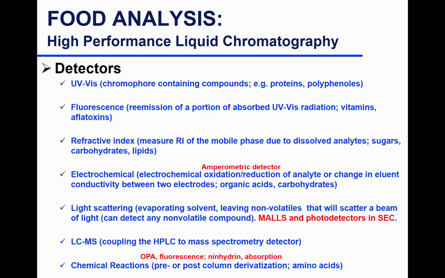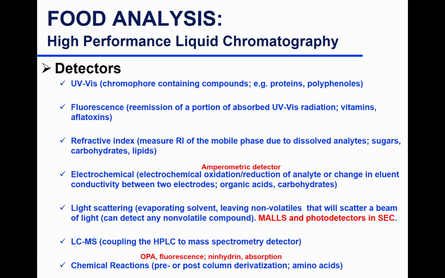Refractive index is a very common detector for sugars and carbohydrate analysis. It's basically based on measuring refractive index as the solute leaves the column. So when the solute leaves the column and reaches the detector, it's going to change the refractive index of the mobile phase. When you have a constant mobile phase, the refractive index will give you a reading of the total solids. And then once another solute or solid passes by, it will change the refractive index. It's the same principle as when you use refractive index to determine total soluble solids, basically.